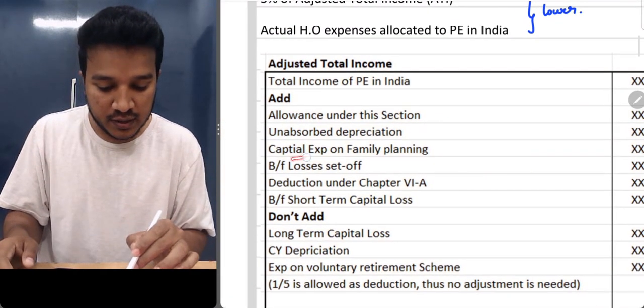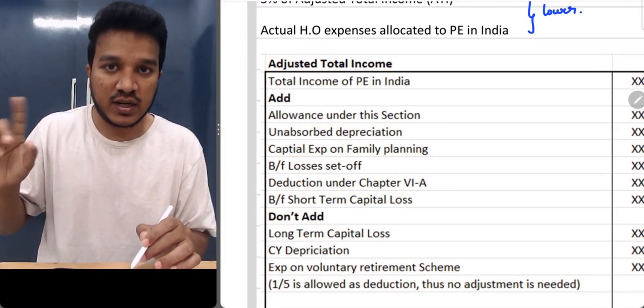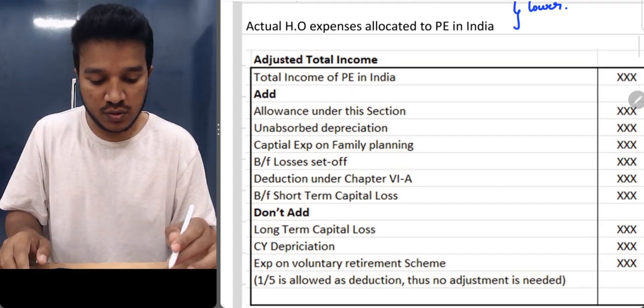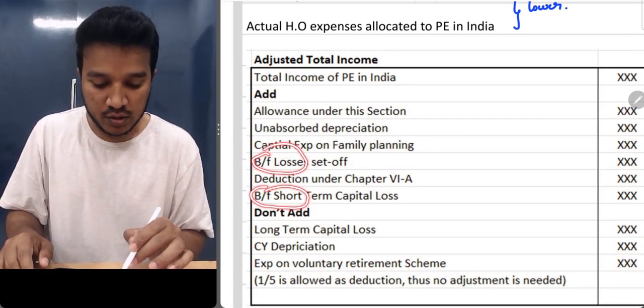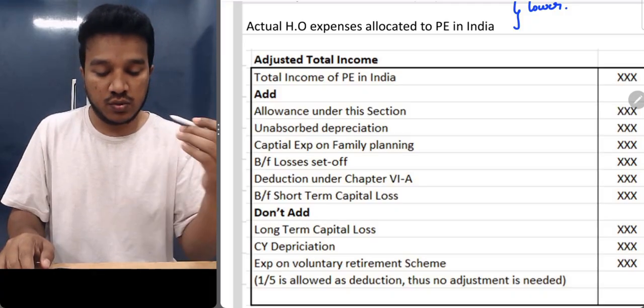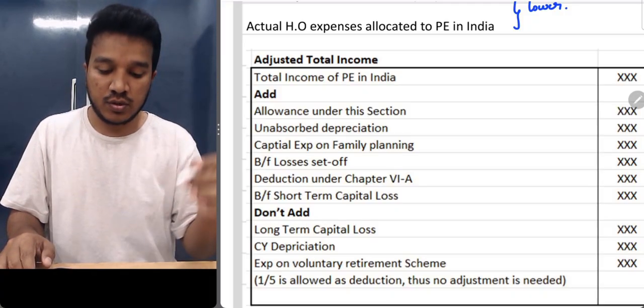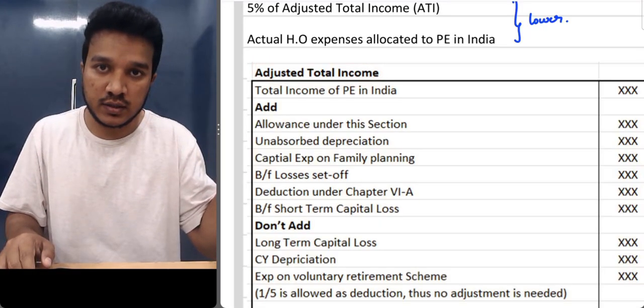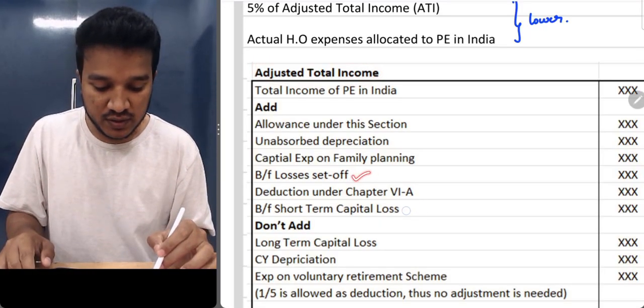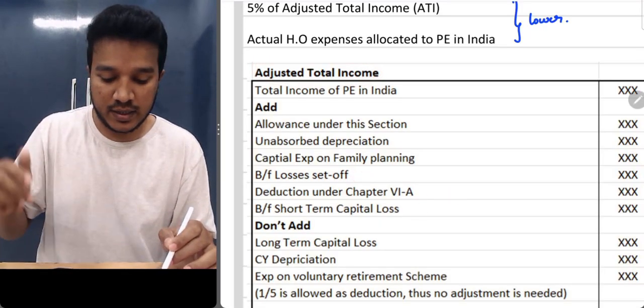Then capital expenditure. Revenue expenditure is allowed, capital expenditure is not allowed, so add it back. Any brought forward losses that are set off, such as brought forward short-term capital loss, need to be added back, because for calculating adjusted total income you are looking at the current year total income. So if any adjustment is given for brought forward losses, it needs to be added back.